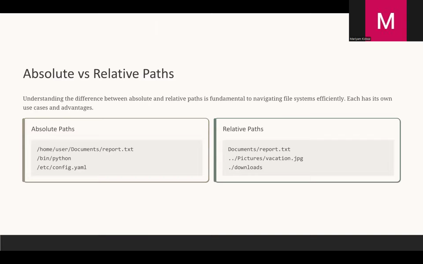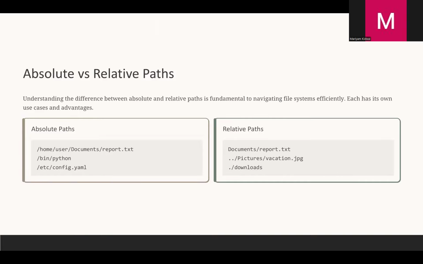Now, moving on to absolute versus relative paths. Understanding the difference between absolute path and relative path is fundamental to navigating file systems efficiently. Each has its own use cases and advantages. So what is an absolute path? It starts from the root directory and specifies the complete location of a file or directory. So they always begin with a forward slash, as you can see in the given example on your screens.